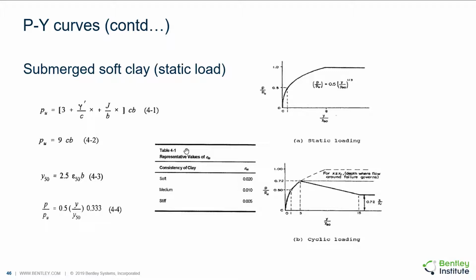Deflection Y50 at half of the ultimate soil resistance is computed as per equation 4-3. Epsilon 50 is the strain computed at half of the maximum principal stress and is taken from table 4-1. Eventually, the PY curve is generated based on equation 4-4. All of these equations are for static loading case and is shown in figure A. Similarly, figure B shows the PY curve for cyclic loading.